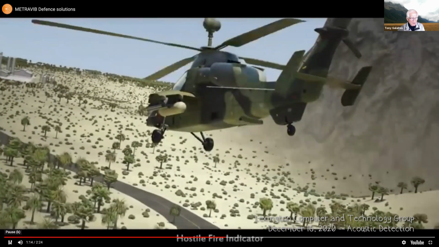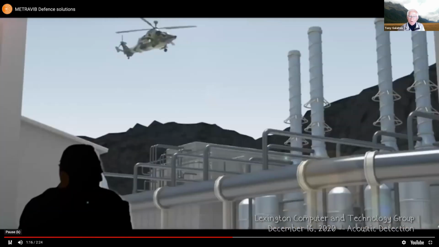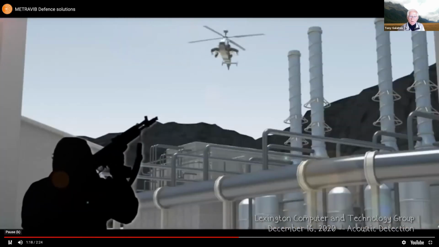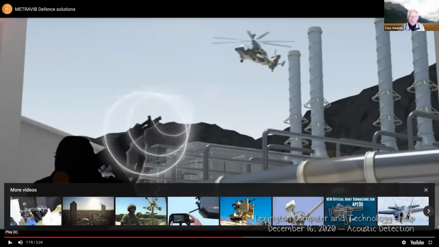Now, the helicopter is moving in a similar way. Here's a sniper that is firing at the helicopter. And again, an acoustic wave is emitted. And you can see here the growing circles, which essentially imply it's a supersonic bullet, and it has a shock cone behind it.